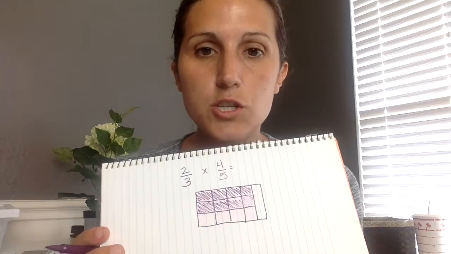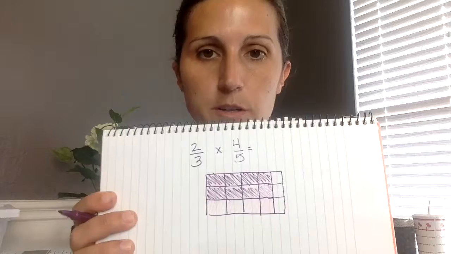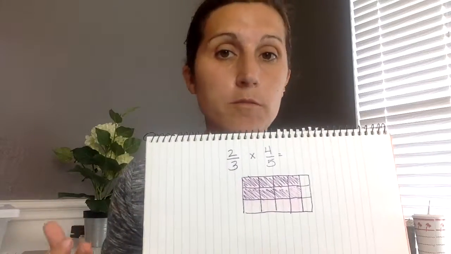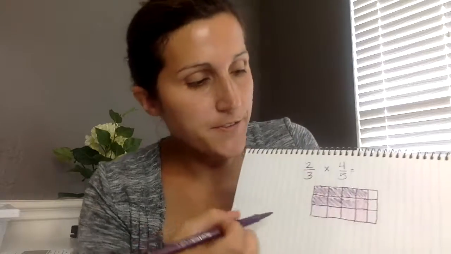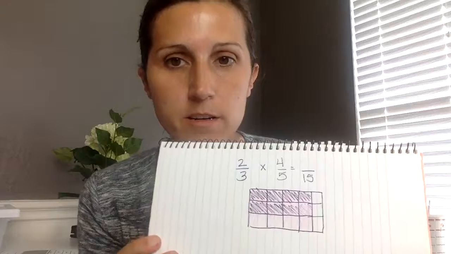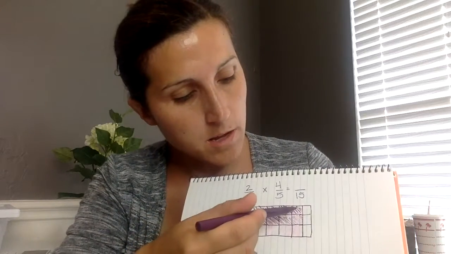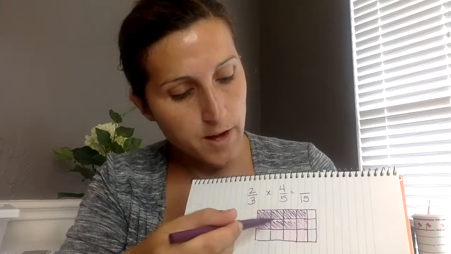Okay, now again, to make sure that I'm counting the total number of pieces, I'm going to extend my thirds to include the part of the whole that wasn't colored in. And now you see I have 15 total pieces. So that's my denominator. And how many of them are colored in? 1, 2, 3, 4, 5, 6, 7, 8.